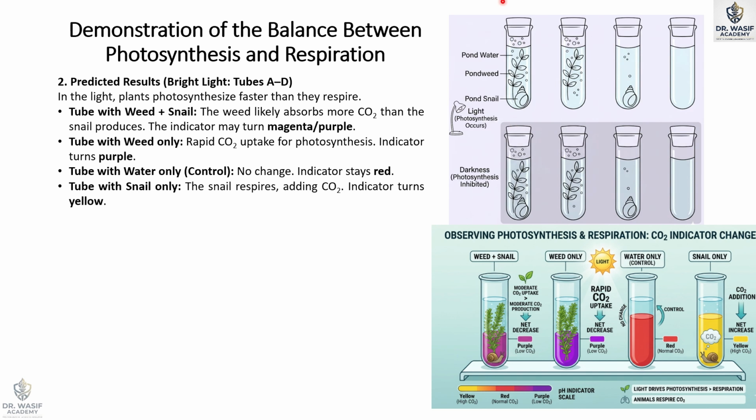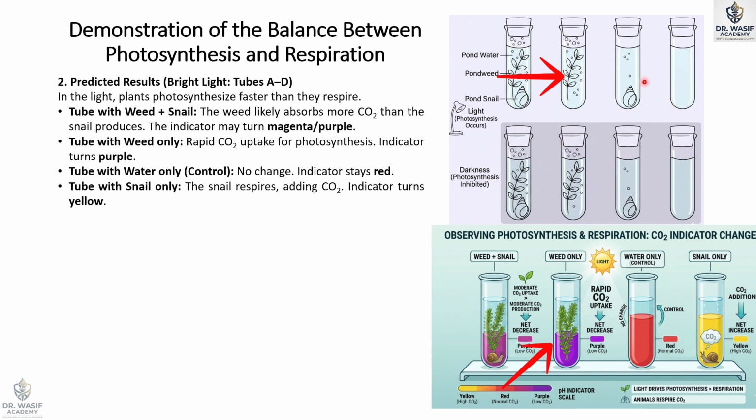Now the next case is the tube with weed only. There is no pond snail, you can see here. This is very easy. Rapid carbon dioxide uptake for photosynthesis makes the indicator turn purple quickly.